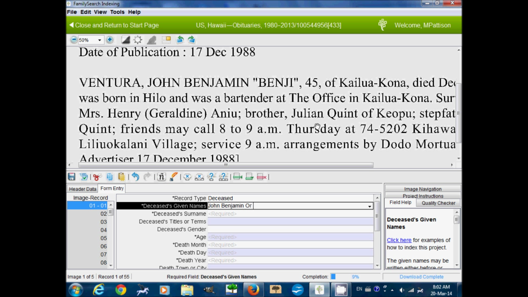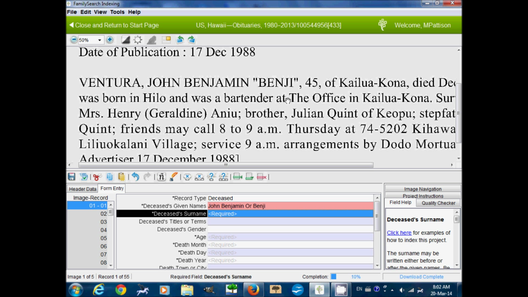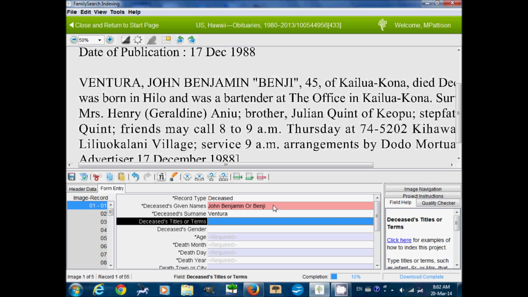Okay, in this case we have a nickname. This is what you do with the nickname, or Benji. So you don't use those quotation marks. Use "or." Okay, surname Ventura. And it's pink. That just means that it's an entry which the system doesn't recognize. It's a rare entry, rare name. I mean, of course, most people aren't named Benji, but that's fine because it's correct. It'll just ask us in the quality control to double check that.